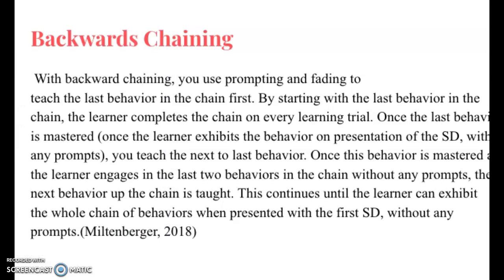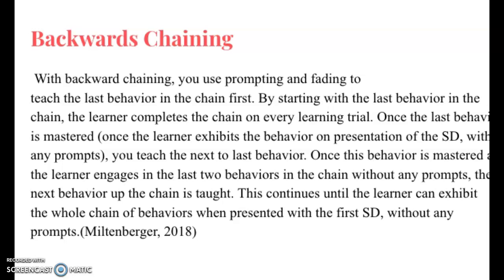Backwards chaining is the next chaining procedure that we're going to go over. With backwards chaining, you will use prompting and fading to teach the last behavior in the chain first. So it's basically the opposite of forward chaining. By starting with the last behavior in the chain, the learner completes the chain on every learning trial.